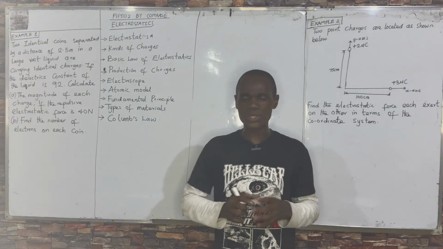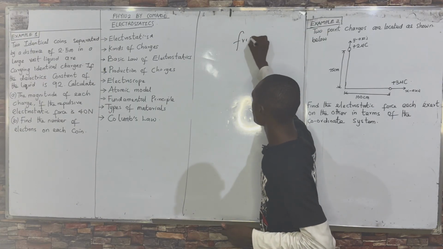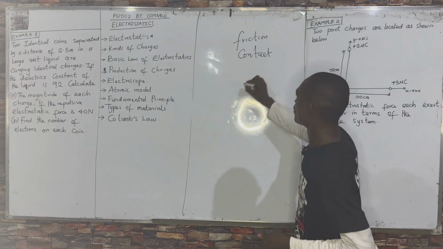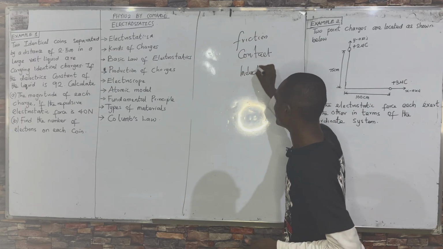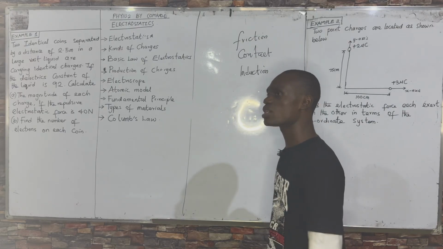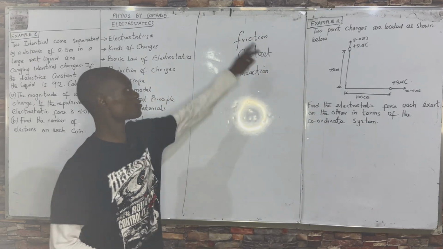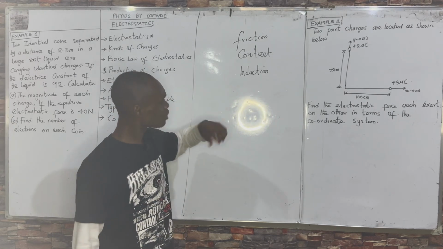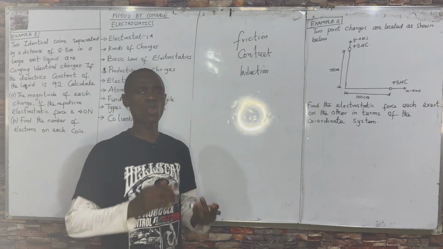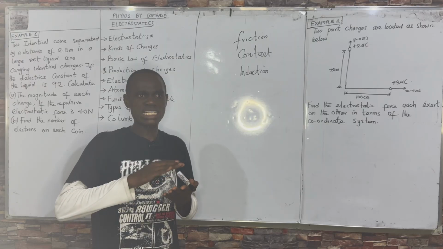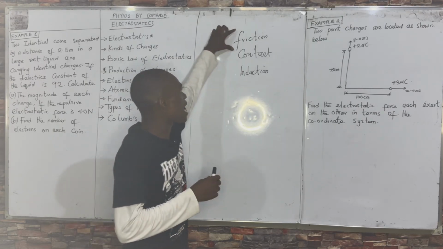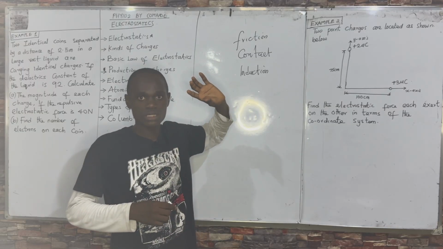The first one is by friction. The second one is by contact. And the third one is by what? Induction. So the three ways in which charges can be produced are friction, contact, and induction. What is charging by friction? When a material is made to rub on another material, you are charged by what? Friction. Are you seeing it?